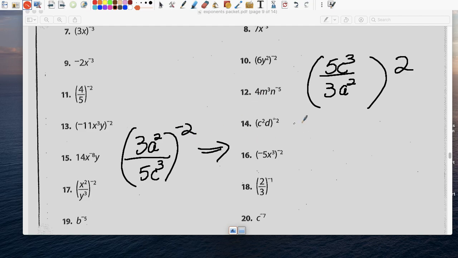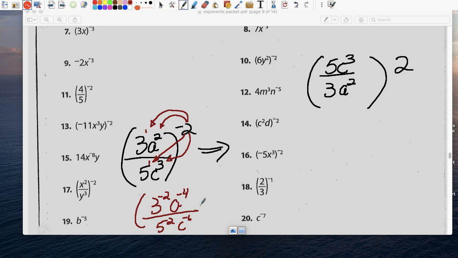So that's the quick way, but let's say you don't want to do the quick way and you actually want to multiply. If you use the exponent rule and multiply the negative 2 times the 2, the negative 2 times the 3, and the negative 2 times the 1, let's see what you get. You end up getting 3 to the negative 2nd power, a to the 2 times negative 2, which is negative 4, 5 to the negative 2nd power, and c to the negative 6th power.